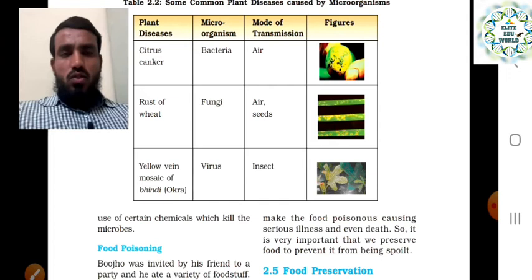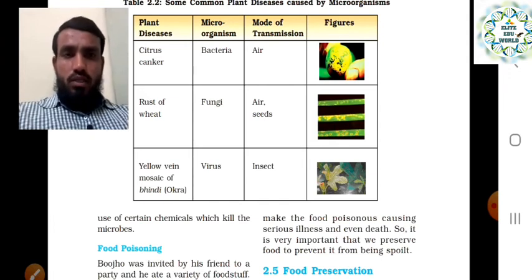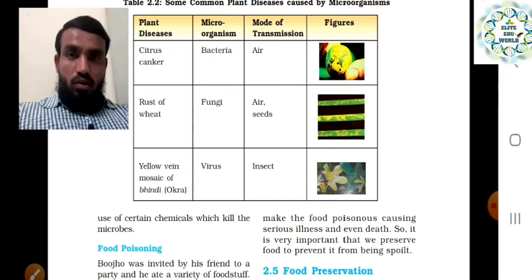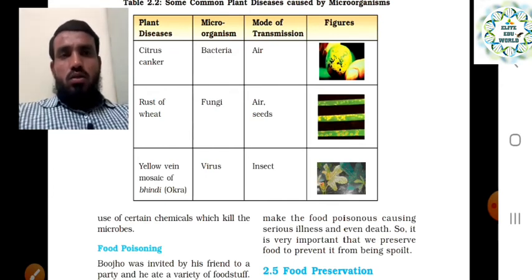So farmers also have to take some preventive actions. In that preventive action, the farmer has to cover their mouth and nose, because these chemicals, while we are spraying onto the plant, can cause certain problems to human beings also.